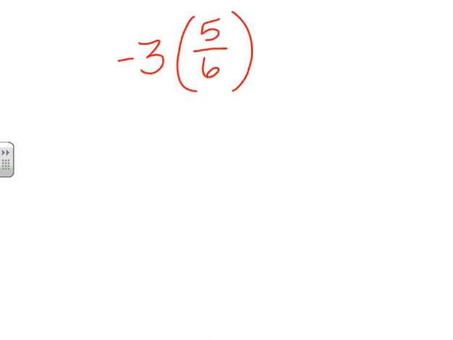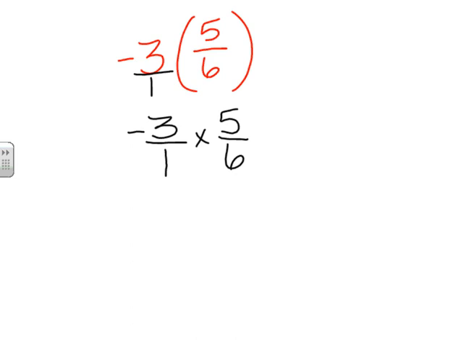Okay, number 2 in your notes is -3 multiplied by 5/6. We need to start by writing -3 as a fraction. So we can always do that by making it out of 1, because -3 divided by 1 is -3. So we're just rewriting the number. So below that, we can write -3 over 1 multiplied by 5/6.